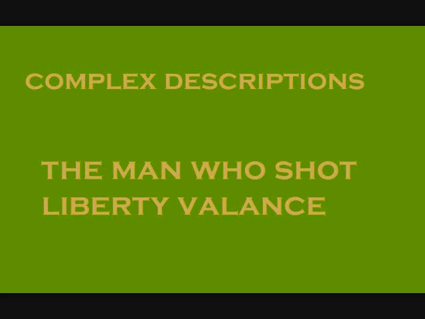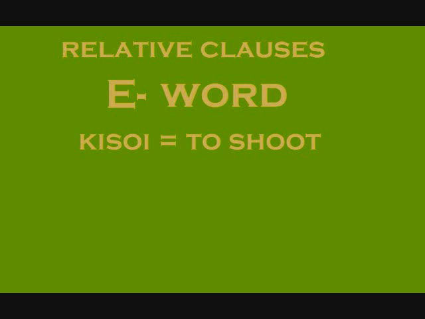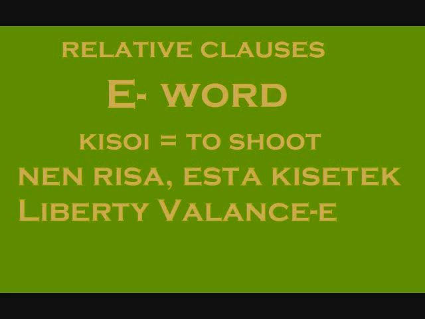For example, in the sentence, "The man who shot Liberty Valance," the man is the noun being described, and "who shot Liberty Valance" is the relative clause describing it. In Dangin Nira, relative clauses begin with an "e" question noun, either Emma or Esta. This is then followed by the descriptive sentence. For example, if we define Kisoi as to shoot, then Nenrisa esta kiseteg Liberty Valance would be the man who shot Liberty Valance. Notice the comma before the relative clause.